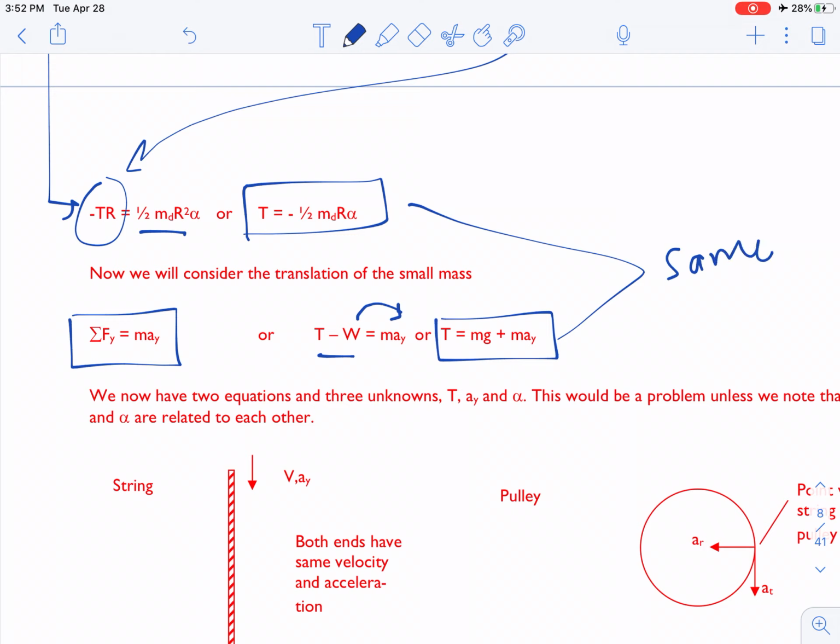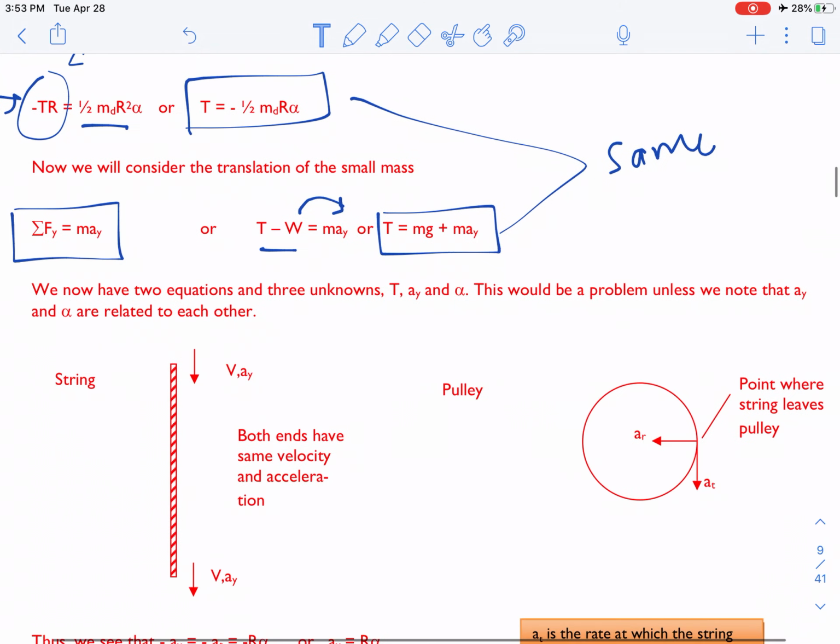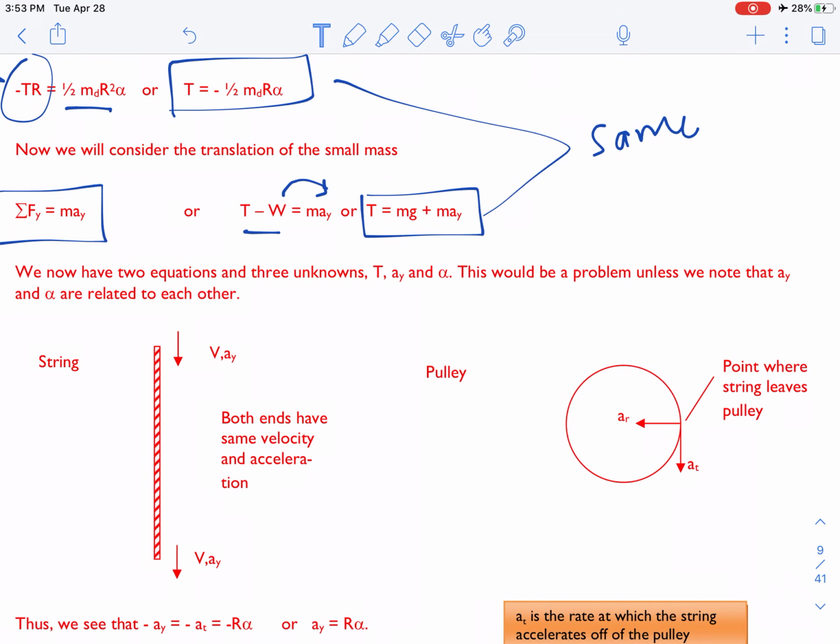And let's just analyze what we have. Do we have everything? We now have 2 equations but 3 unknowns. The tension is unknown, the linear acceleration is unknown, and the angular acceleration is also unknown. So it looks like we have 2 equations and 3 unknowns. It is impossible to solve. We need another equation. And once you see the linear and angular acceleration, you should realize there is a relation between them, right? So we are going to make use of that.